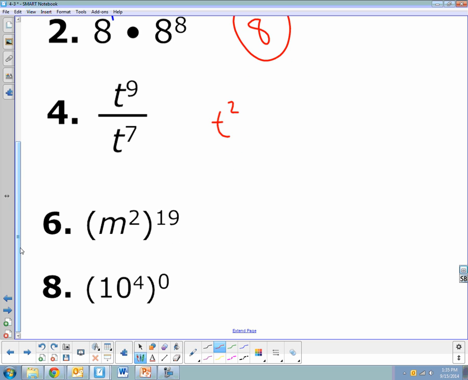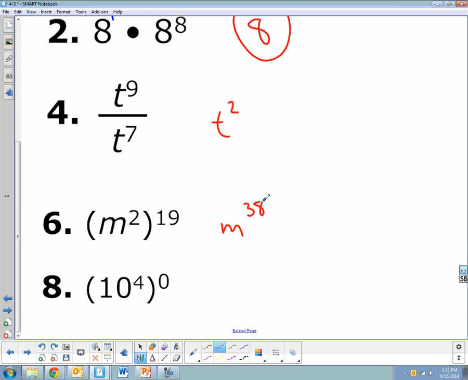And the last two here, m to the 2nd power to the 19th power. So again, we're going to multiply those exponents together, and we're going to end up with m to the 38th power. That's a big m.